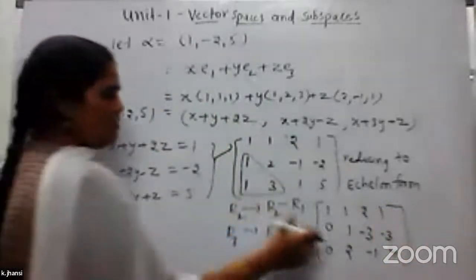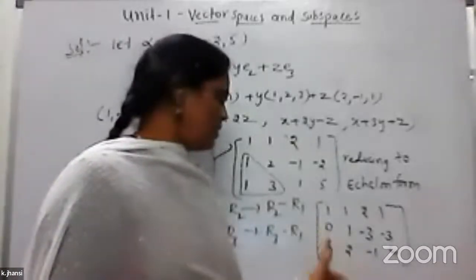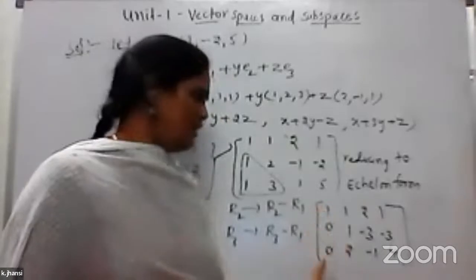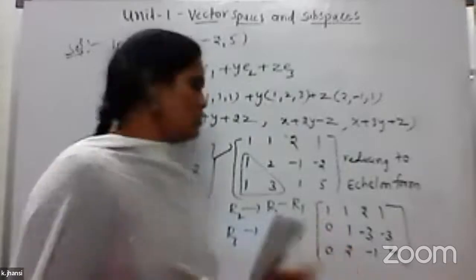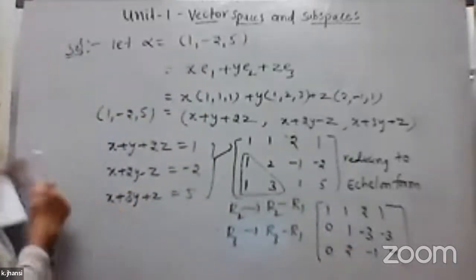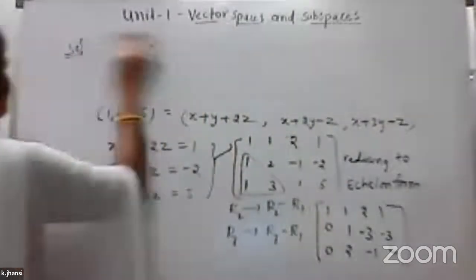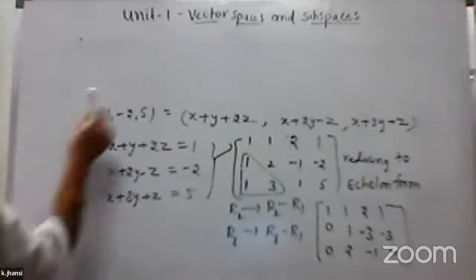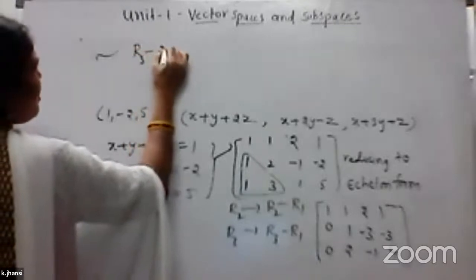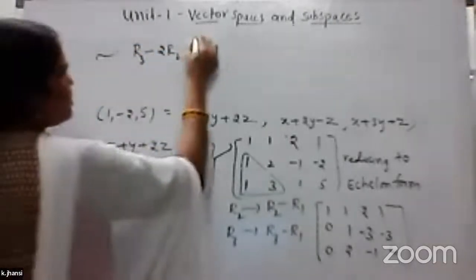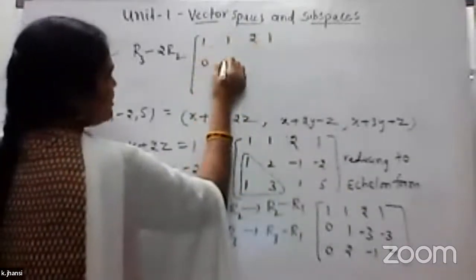For echelon form, you need to convert this 2 to 0 as well. You can't do this with the first row, because again you will get 1. Here 0 is there already, so we can take R3 and R2. So the next operation is R3 minus 2 R2. So the matrix will become 1, 1, 2, 1. Next, the second row stays like that only.